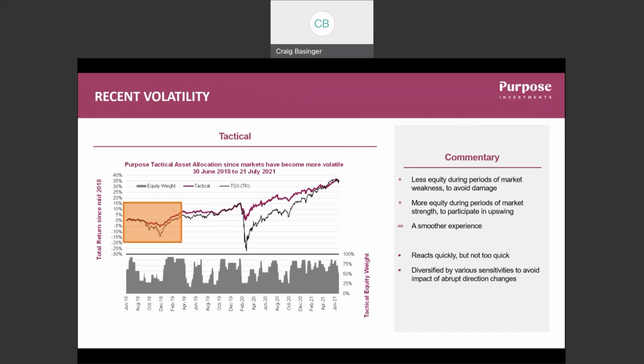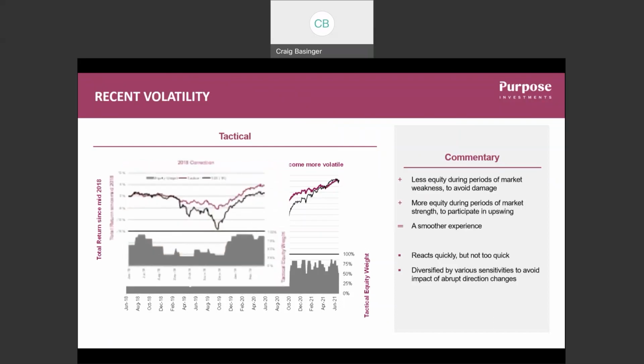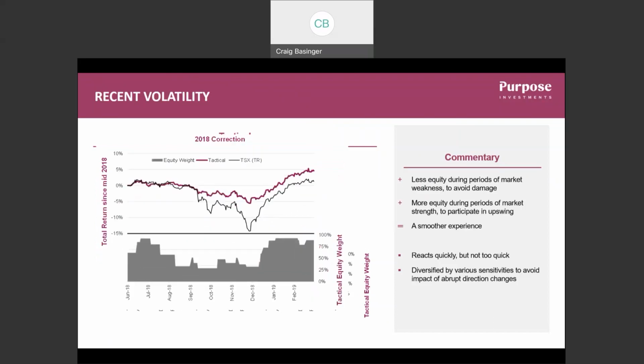So if we just zoom in a little bit to 2018, this was a correction back in late 2018. And as you can see, our equity weight started off relatively high, but when the market started to lose momentum, we started to de-risk and move more out of equity and more into bonds. And that really helped preserve our asset value and the price of our fund during this period of market turmoil.